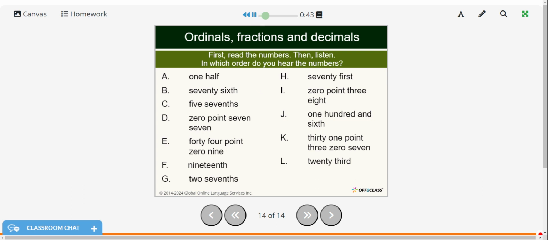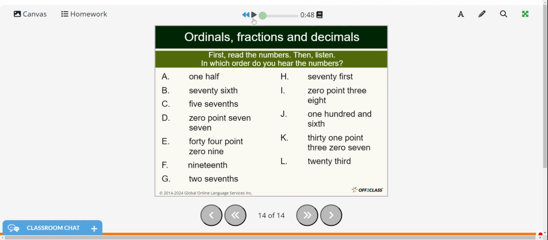76th. 0.38. 5/7. 31.307. 0.77. 1/2. 2/7. 23rd. 106th. 19th. 71st. 44.09.